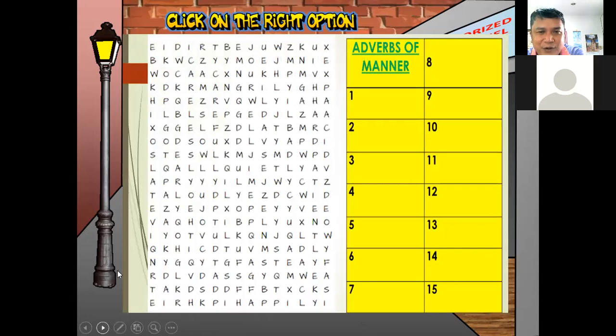So if you're going to have this kind of puzzle, you just write the adverbs from this scrambled word puzzle. For example, number one, what adverb do you see? I can see quietly. Q-U-I-E-T-L-Y. So you can write quietly there. Okay. Next, number two. Can you see some?